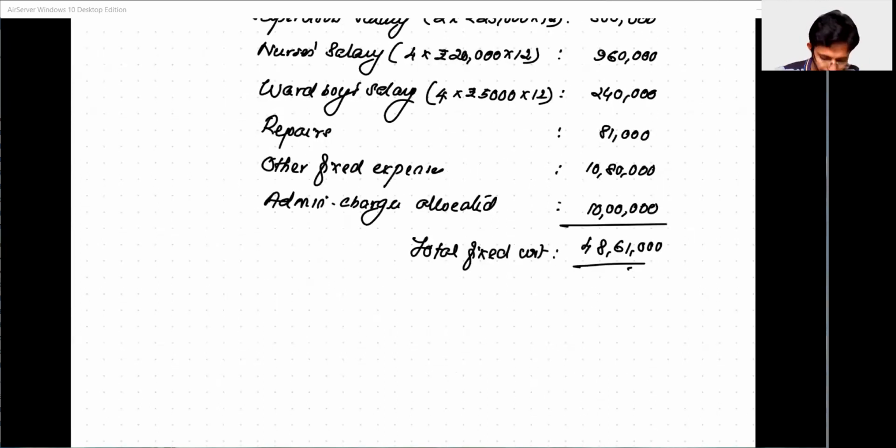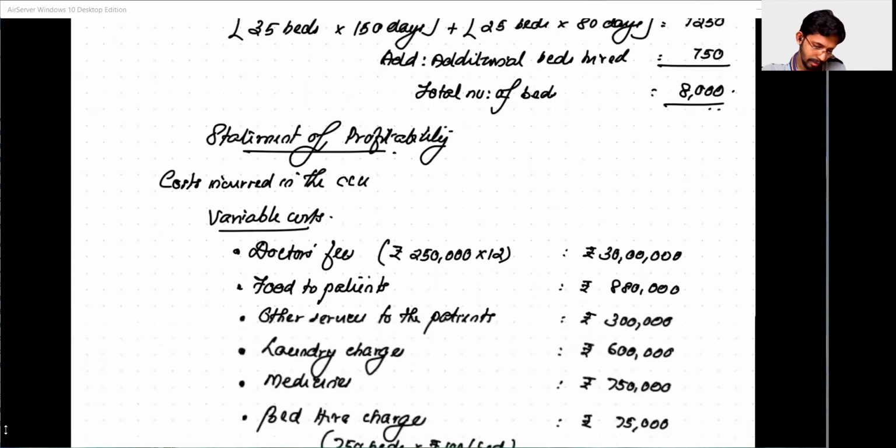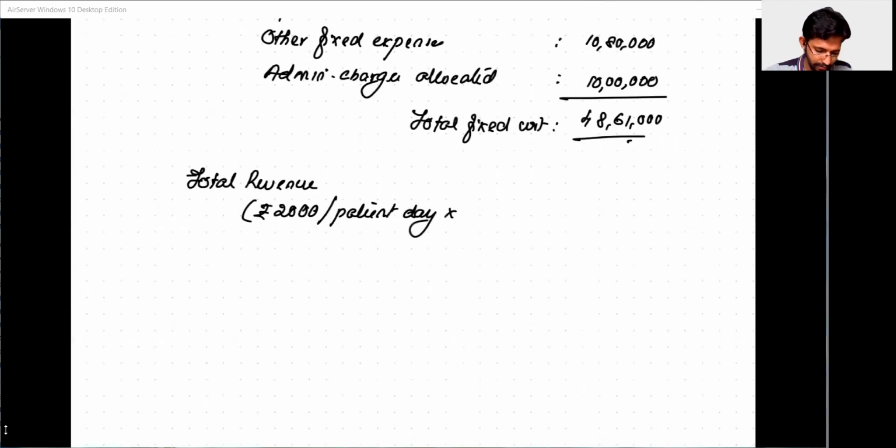Okay, now total revenue. How do you find out the total revenue? Total revenue is given to be rupees 2,000 per patient per day. Rupees 2,000 per patient day. How many patient days did you have? We had already computed 8,000 patient days.